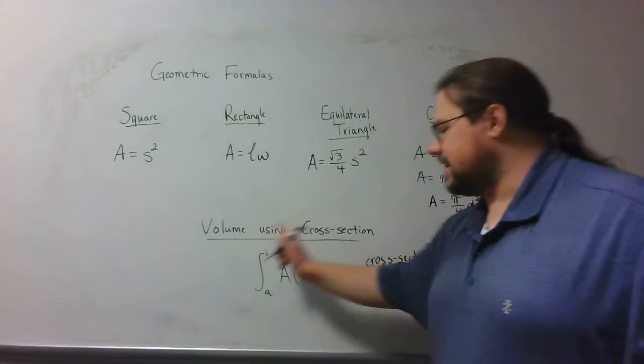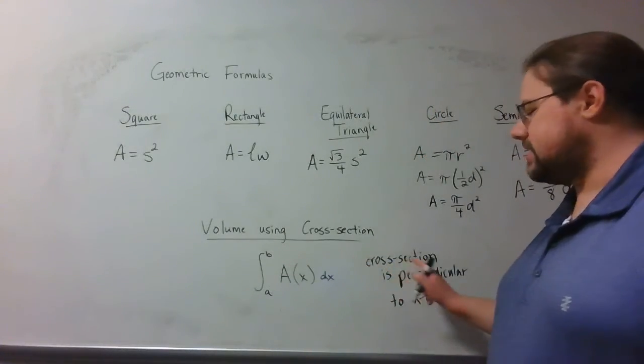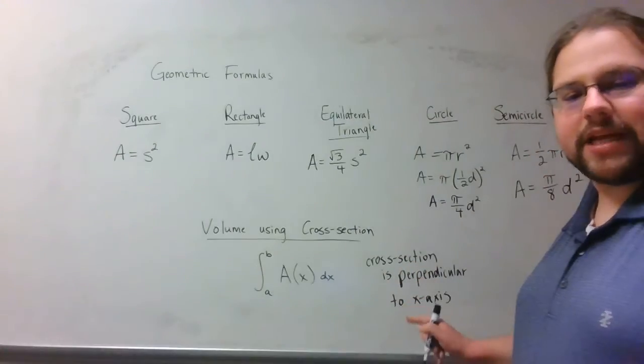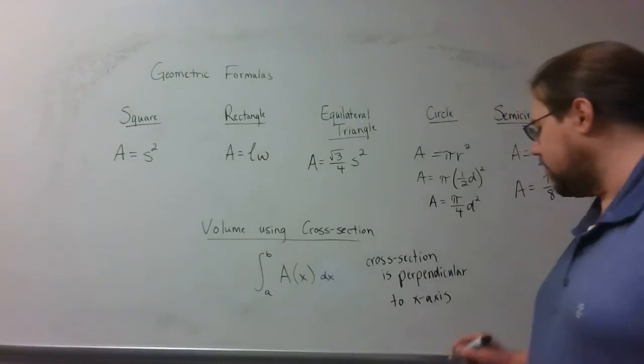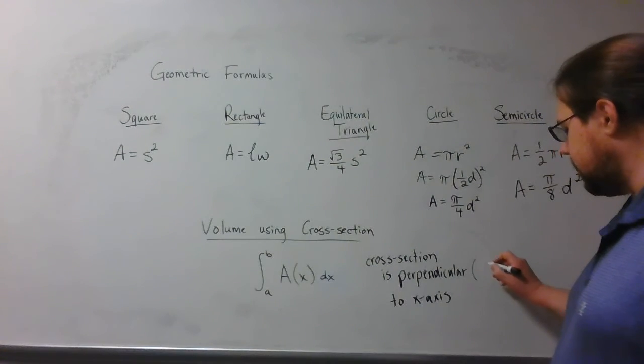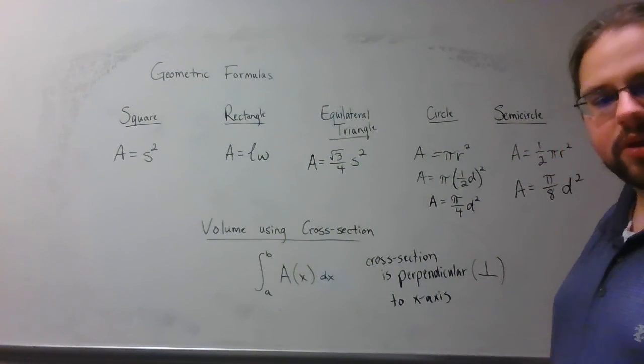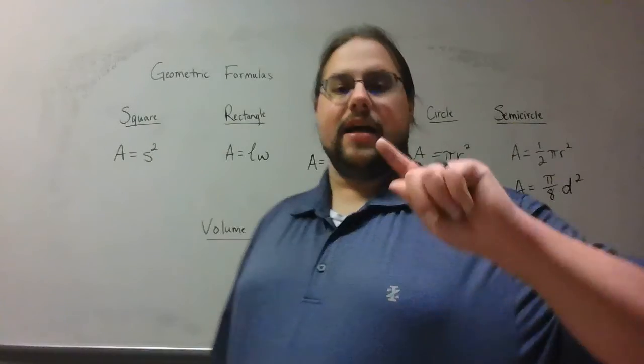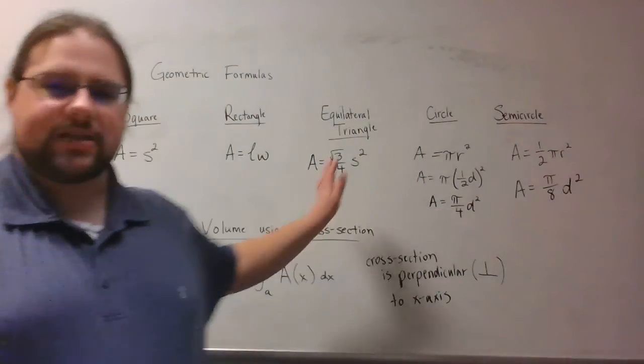So again, big thing to pay attention to: the cross section has to be perpendicular to that particular axis for me to use that variable. In case you forgot, the perpendicular symbol looks like a capital upside-down T. All right, again, I'm going to come back and do some more examples, but here's the information for you.